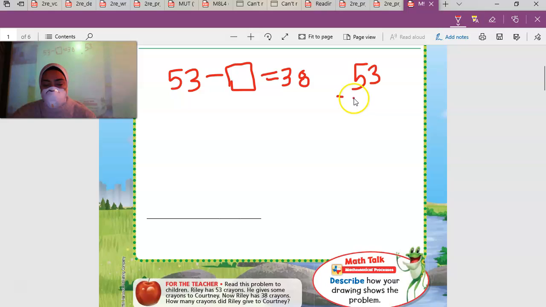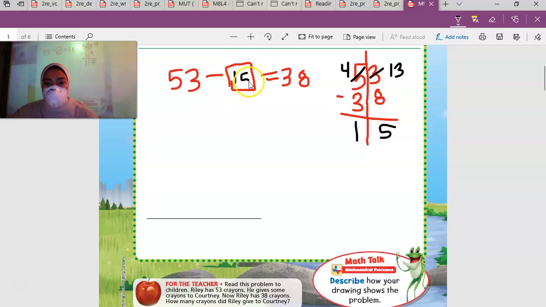Let's see. I guess we're going to guess and check. What is 3 take away 8? You can't do it. If the top number is smaller than the bottom number, you have to regroup. 5 becomes a 4, and 3 becomes a 13. What's 13 take away 8? 5. 4 take away 3 is 1. So we're saying that the number is 15.